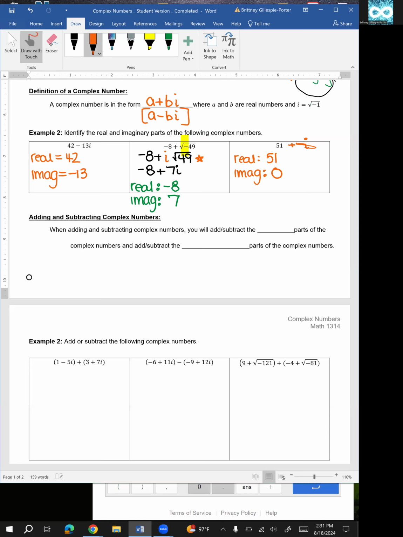So we don't need to worry about that last part. And again, we don't write an i on the 0 because we already said it was the imaginary part.